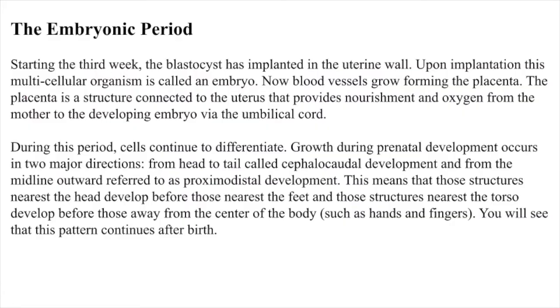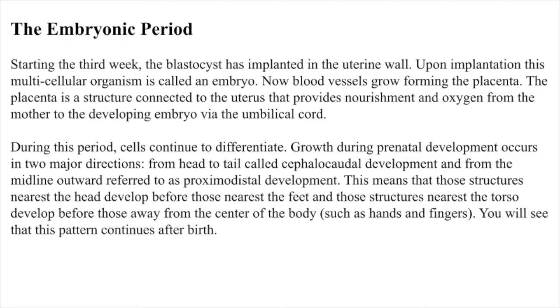The embryonic period. Starting the 3rd week, the blastocyst has implanted in the uterine wall. Upon implantation, this multicellular organism is called an embryo. Now, blood vessels grow, forming the placenta. The placenta is a structure connected to the uterus that provides nourishment and oxygen from the mother to the developing embryo via the umbilical cord. During this period, cells continue to differentiate.